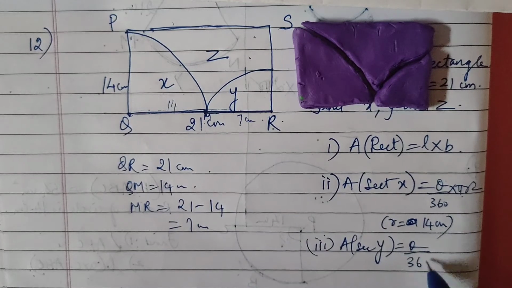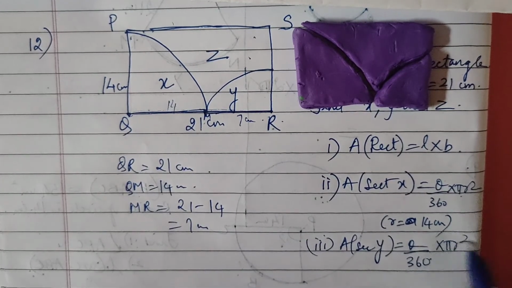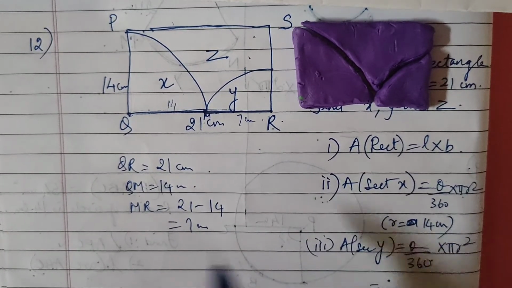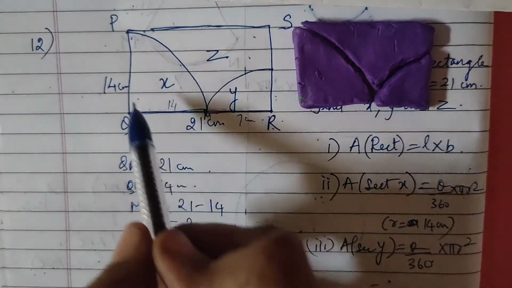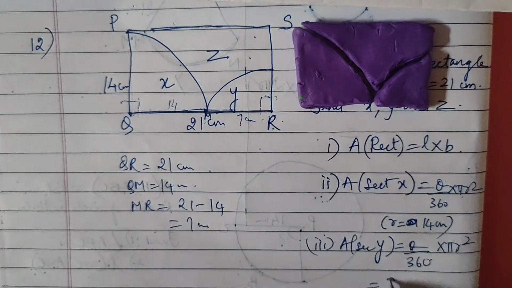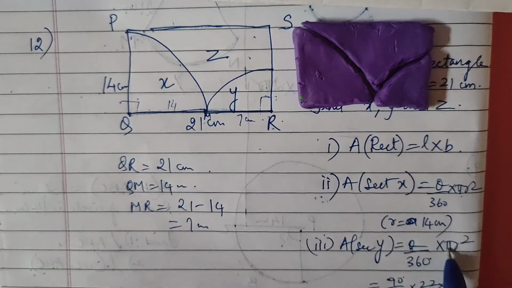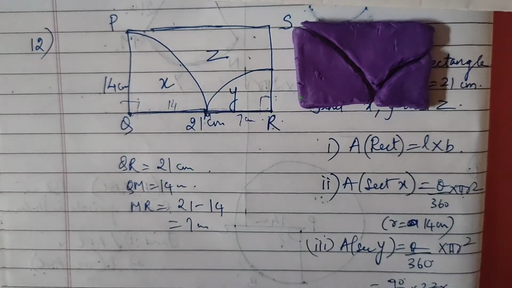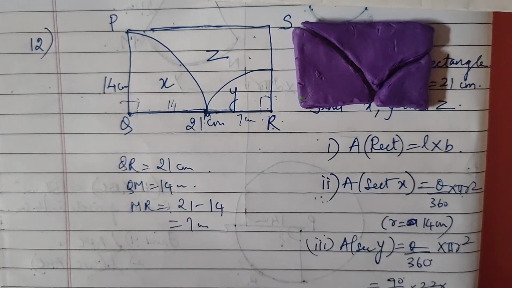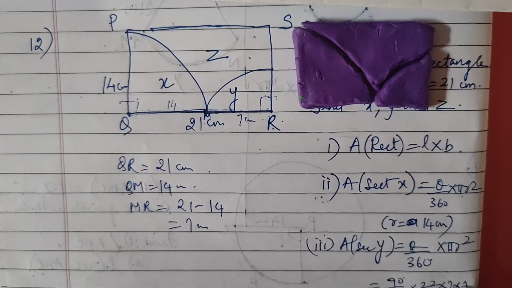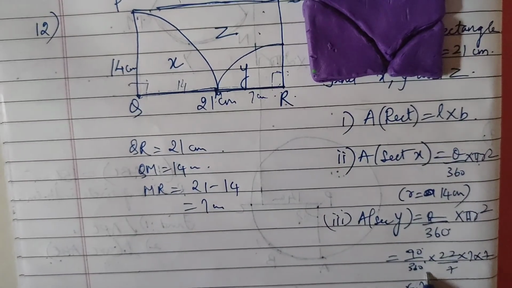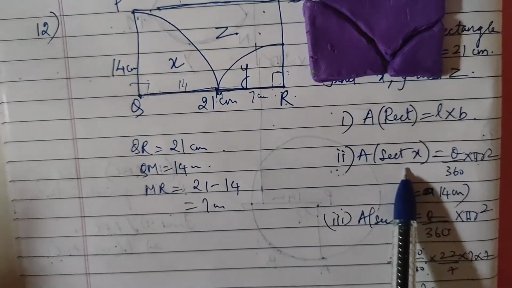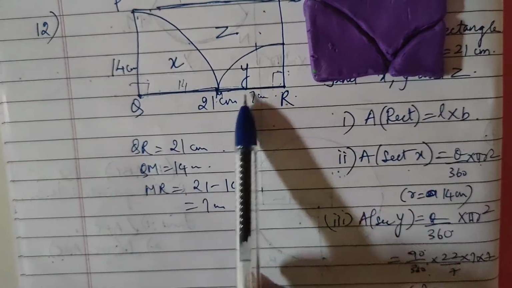So for finding the Y part, the area of sector Y, we will use the same formula, theta upon 360 into pi r square. What is theta here? In a rectangle, each angle is 90 degree. So this is 90. So we will use 90 upon 360 into pi is 22 upon 7. What is r? Just now we have found the radius is 7 centimeter. So here you will write 7 into 7. Now you can find the area of sector Y. We can find sector X and sector Y.